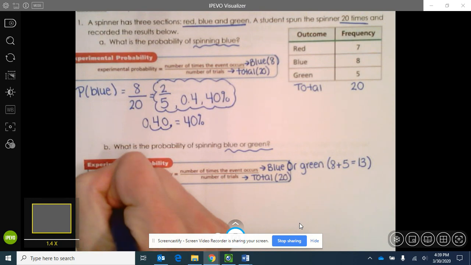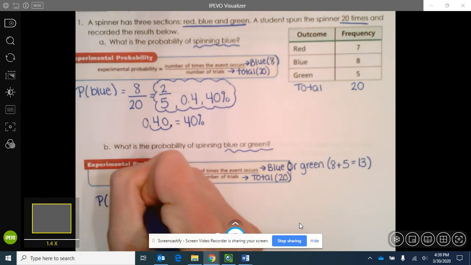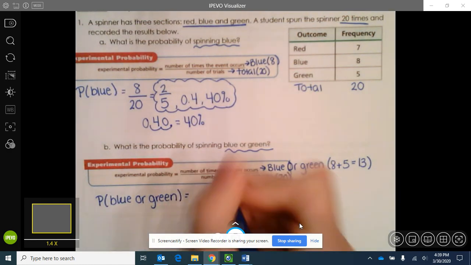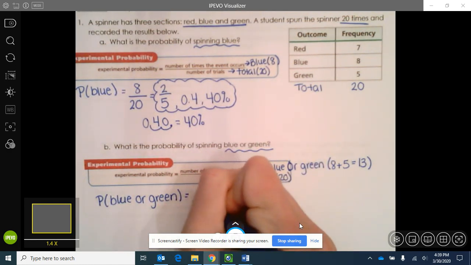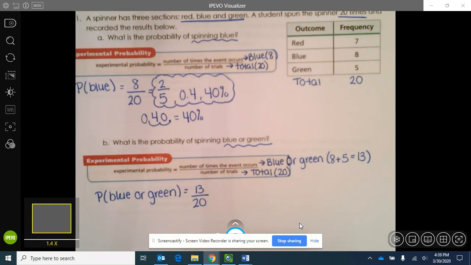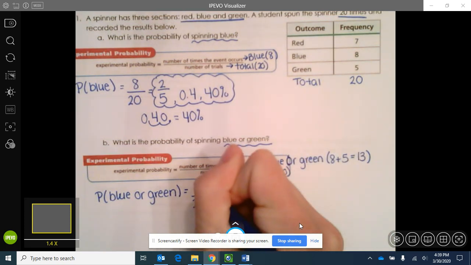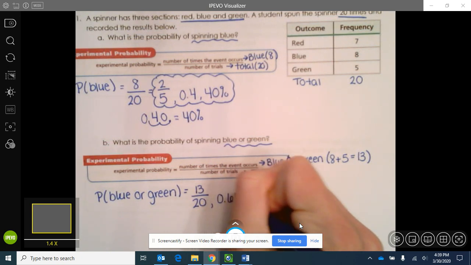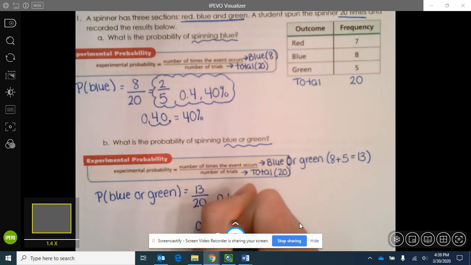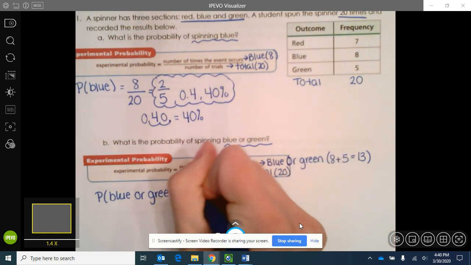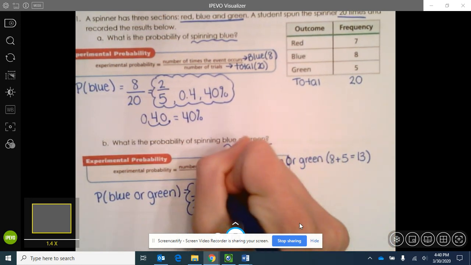So let's calculate this probability. The probability of blue or green. Same thing, I'm using my notation here. So I'm going to take 13 out of my total of 20. Now this fraction can't be simplified any further, so I'm just going to leave it as 13 over 20. To go to a decimal, take 13 divided by 20. You get 65 hundredths. And then don't forget to convert your decimal to a percentage. You just want to move that decimal point 2 places to the right. So 65%. And those are your answers.